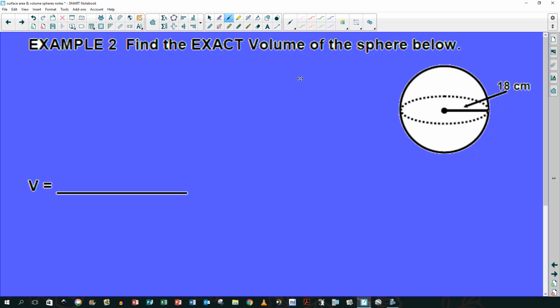All right, find the exact volume of the sphere. So the volume of the sphere is 4/3 pi r cubed. So 4/3 pi 18 cubed. Just type it in the calculator without using pi. And you get 7,776 pi centimeters cubed. Okay? Questions?